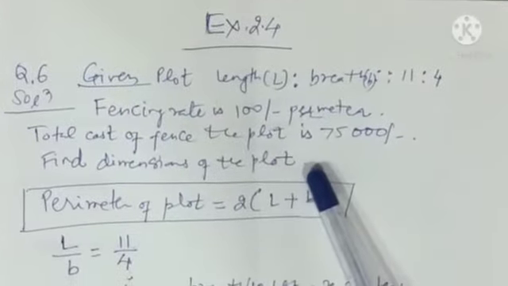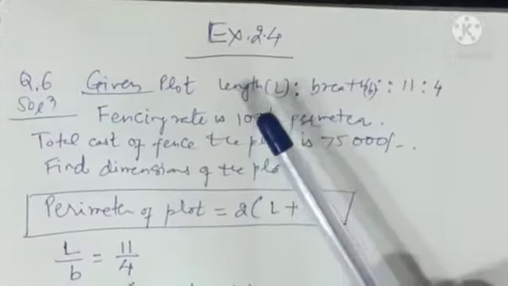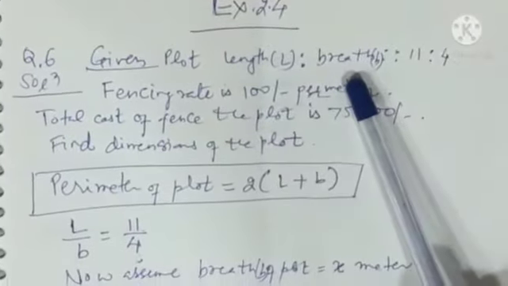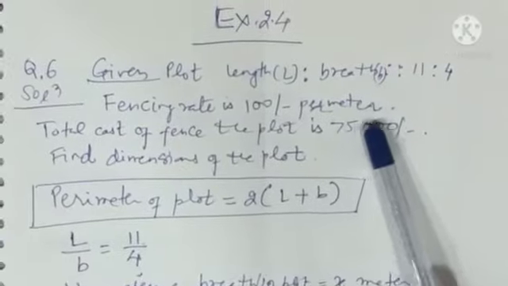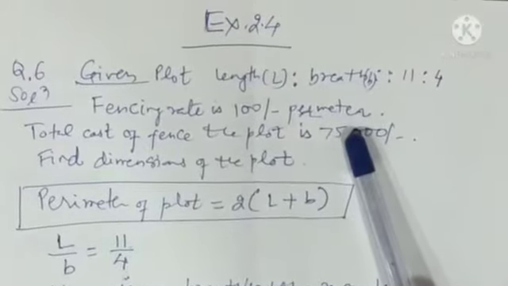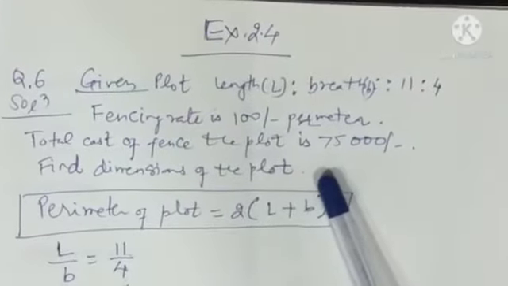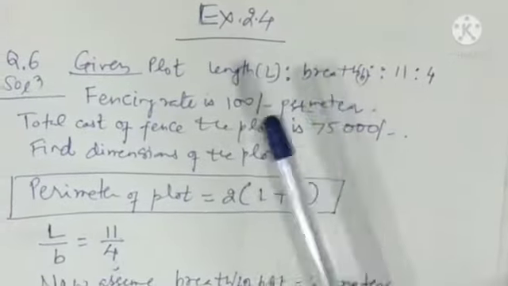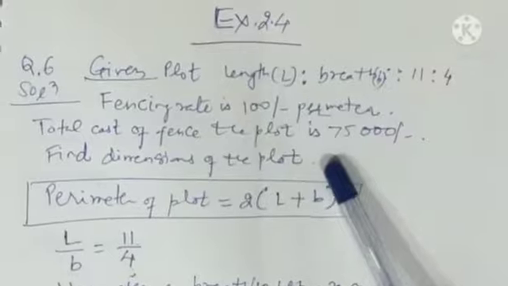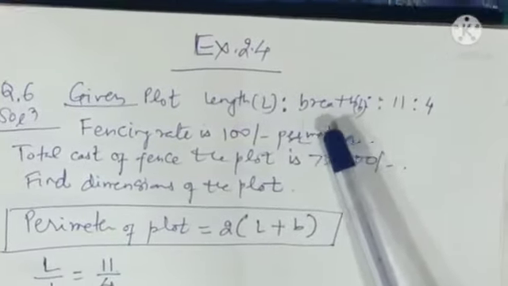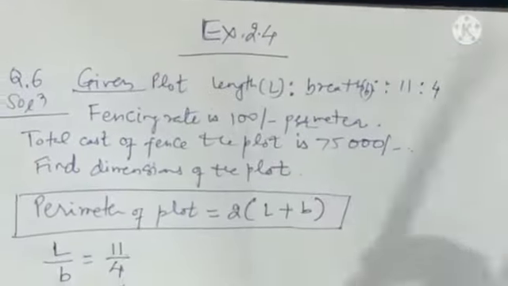Dimension of the plot means we find the value of the length and the breadth of the plot in meters. This is the question given and what we want to find. That is the statement of the question in short, and you can refer to the full question in your textbook.